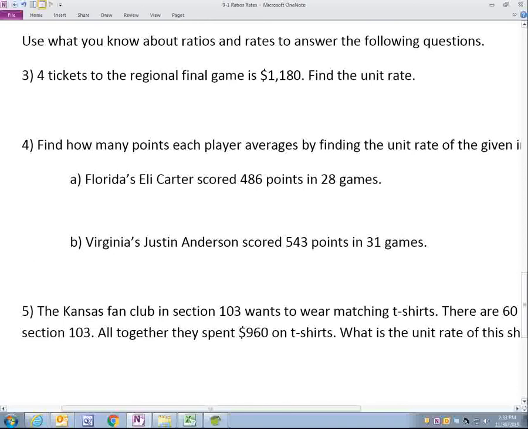Now it says here, use what you know about rates and ratios and rates to follow, and we're going to shoot through these. That way it'll be on YouTube, and also you guys will have a digital copy of this to copy down everything when you're done.